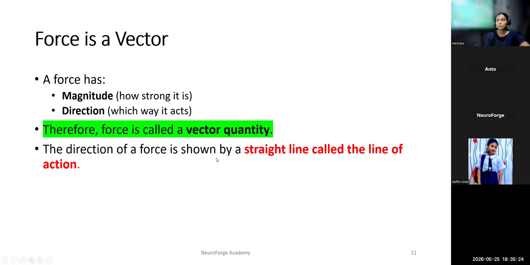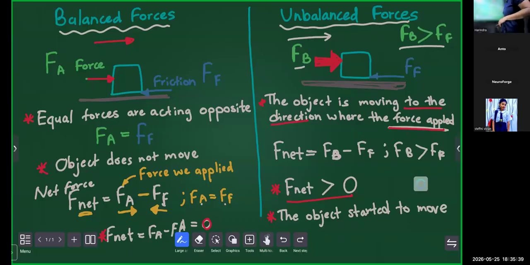The direction of a force is shown by a straight line called the line of action. Can you remember in the previous slide I also showed there is an arrow on top of the force? Let me show you on the board. You have to show the direction.